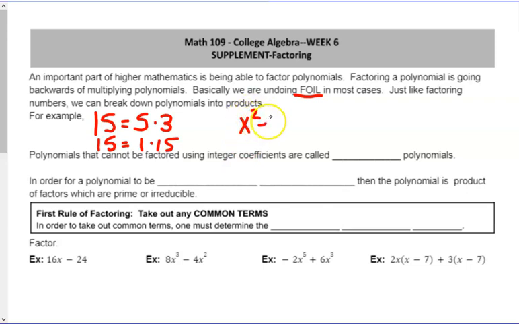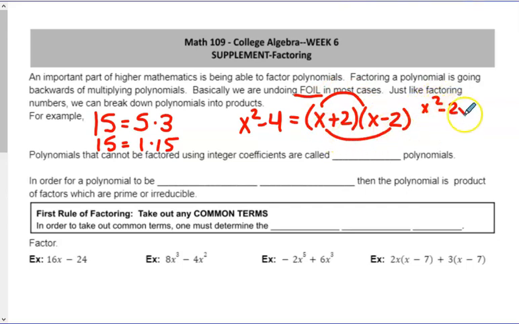So if I look at x squared minus 4, and we're going to go over this method in just a minute, and I multiply x plus 2 times x minus 2 by using FOIL, my first term is x squared. My outside term is a minus 2x. The inside term is a positive 2x. And the last term is a minus 4.